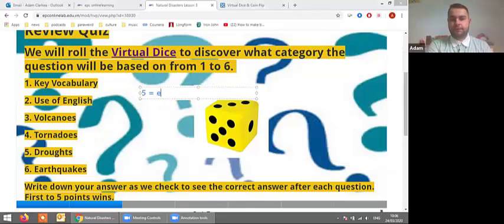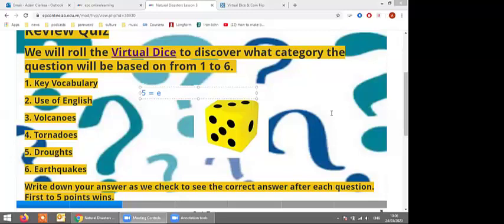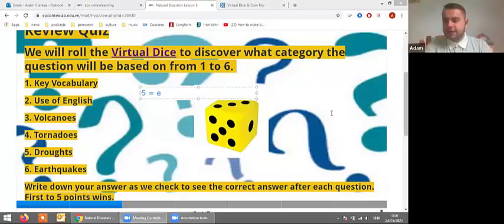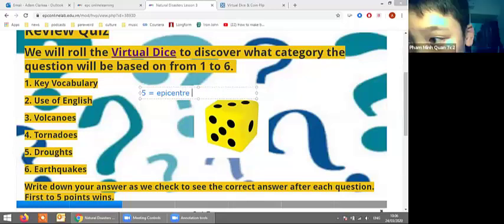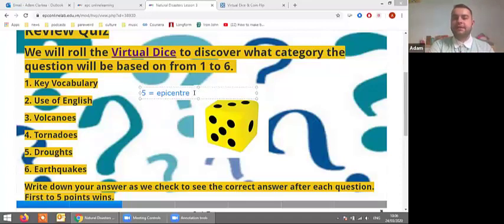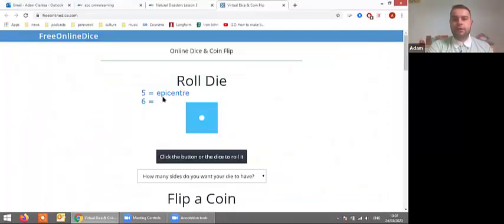Begins with E. Any guesses? It is called the epicenter. Quite a difficult one, that one. The center or underneath an earthquake is called the epicenter of the earthquake. A difficult one. Let's do 10 questions. We'll do up to 10 questions. Question number 6.